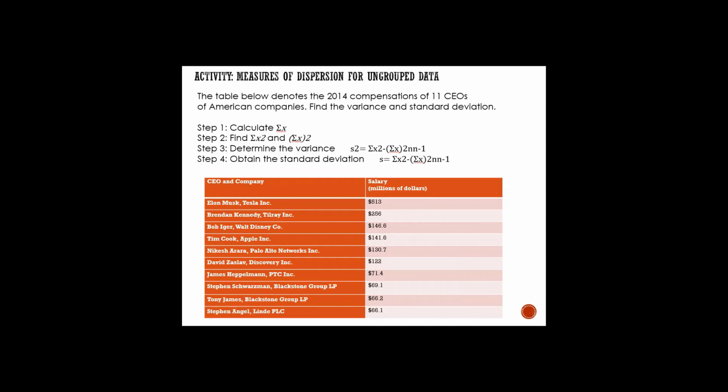Now, this data set is compensations of 11 CEOs of American companies. So these are the salaries, in millions of dollars, of the CEOs of these different companies. Let's do this one together.